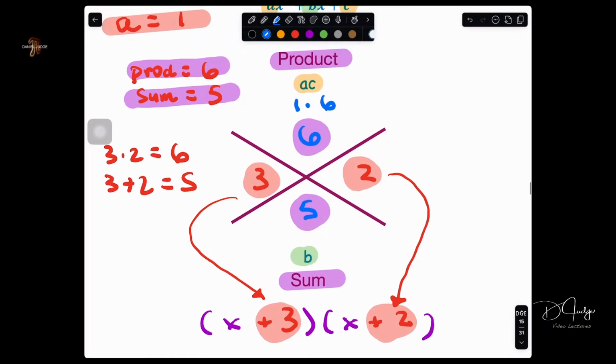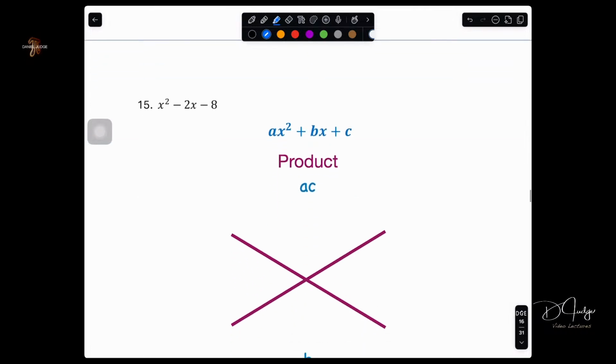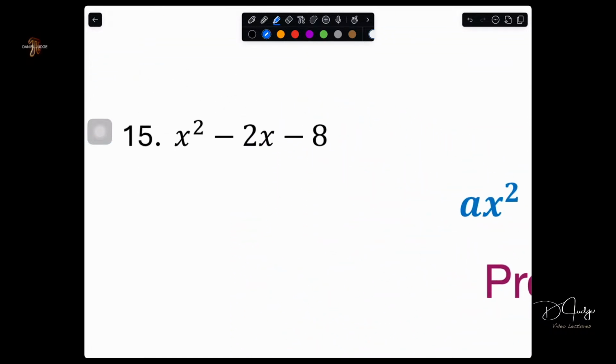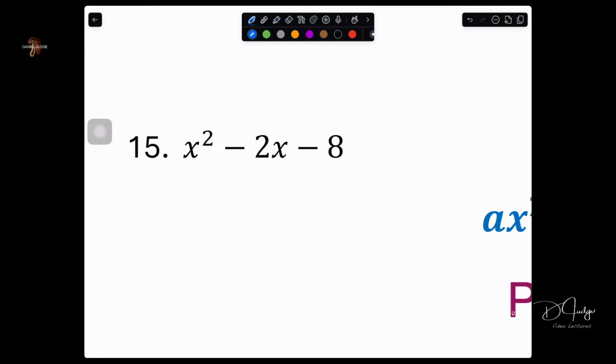This is the crisscross method. Okay, let's repeat the process. Remember, we're clearing out the cobwebs. We're doing a review.